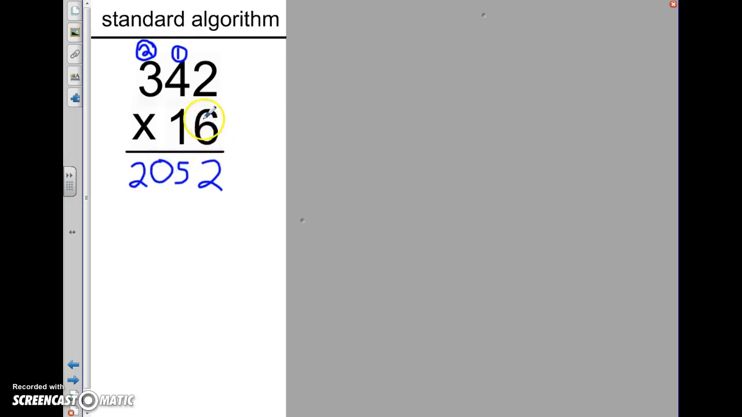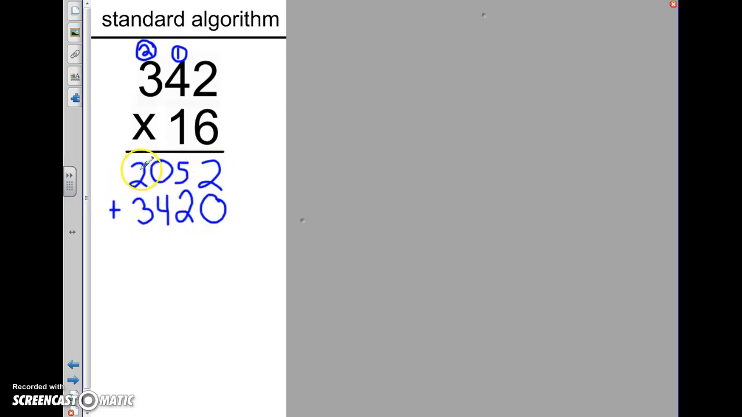Okay, so we're all done with multiplying with the 6. Then we move over to the next place value in the tens. And because we're multiplying in the tens place and not the ones place, we put a 0 here in the ones place. So we have 1 times 2 is 2. 1 times 4 is 4. And 1 times 3 is 3. So that tells us that 10 groups of 342 is 3,420.